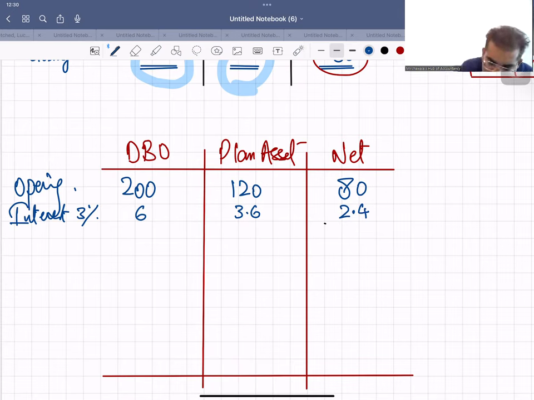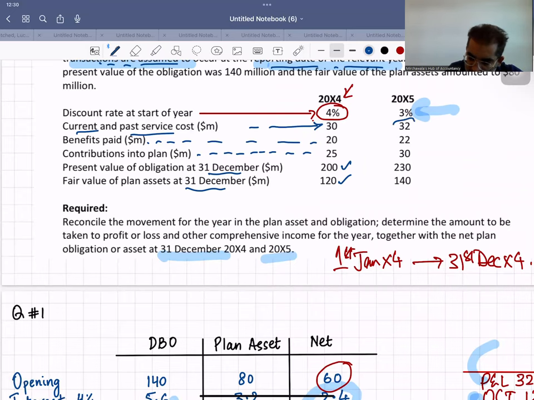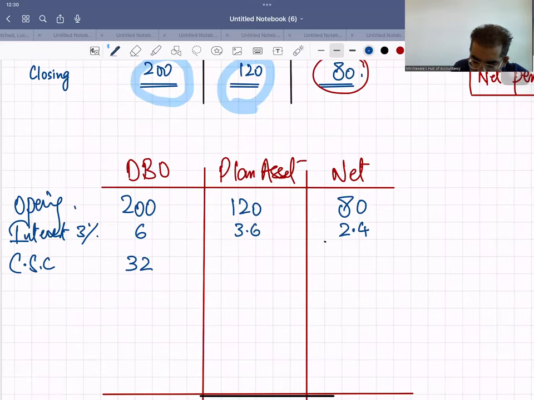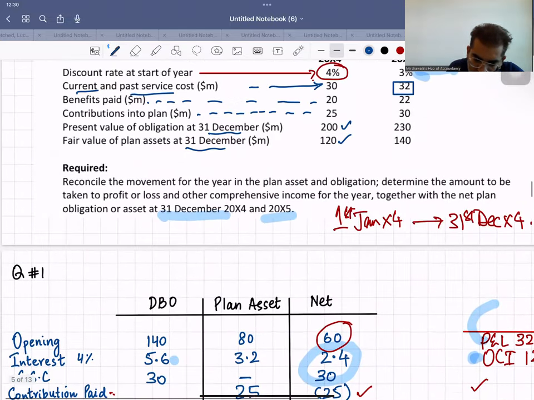Now, the next thing is current service cost and past service cost. Let's check it now. The current service cost and past service cost is 32 now. So, yes, the current service cost increases your defined benefit obligation. Hope you remember the format. Then, contribution. Then, the next thing is benefits paid.